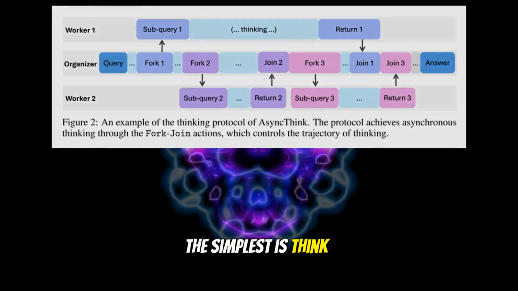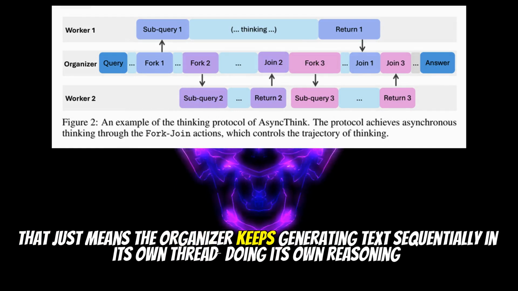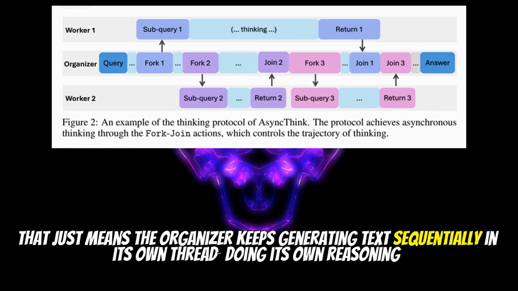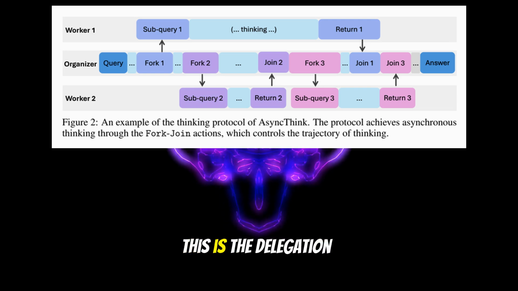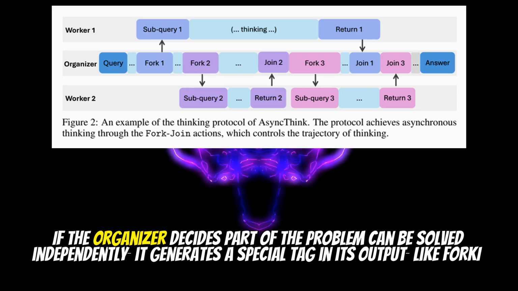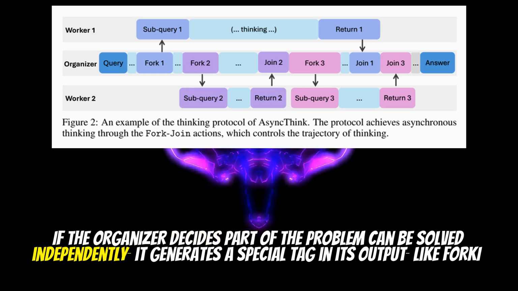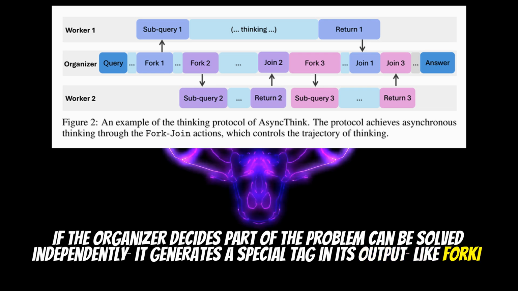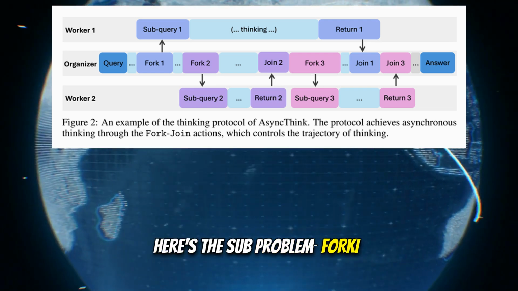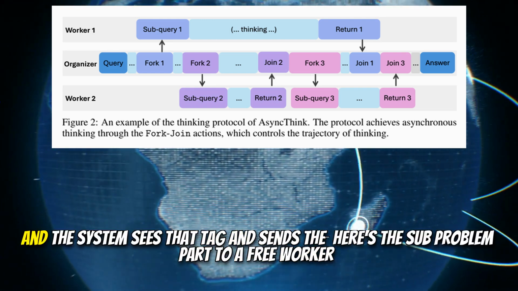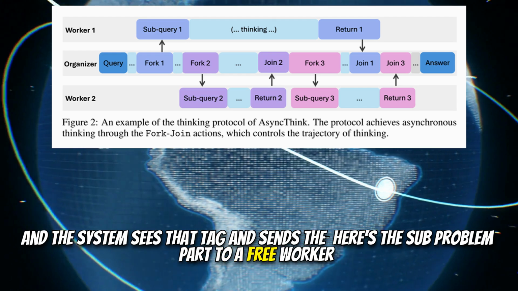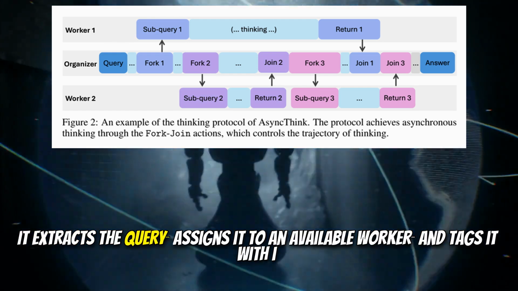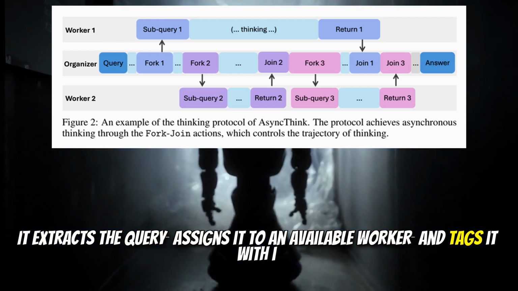The simplest is think. That just means the organizer keeps generating text sequentially in its own thread, doing its own reasoning. Standard procedure. Right. Then comes fork. This is the delegation. If the organizer decides part of the problem can be solved independently, it generates a special tag in its output, like FORK I, here's the subproblem, FORK I. It's just an ID to keep track. And the system sees that tag and sends the subproblem part to a free worker. Precisely. It extracts the query, assigns it to an available worker, and tags it with I.